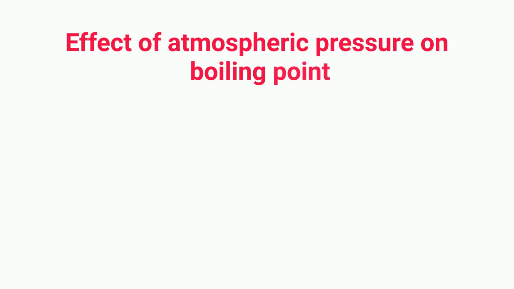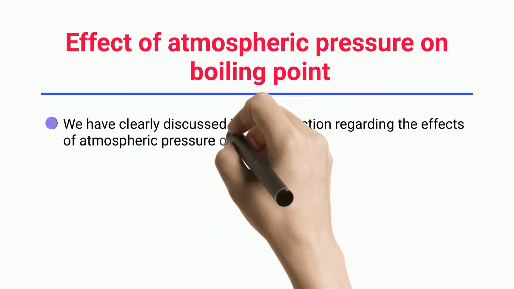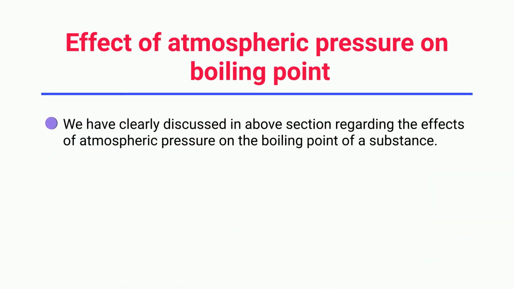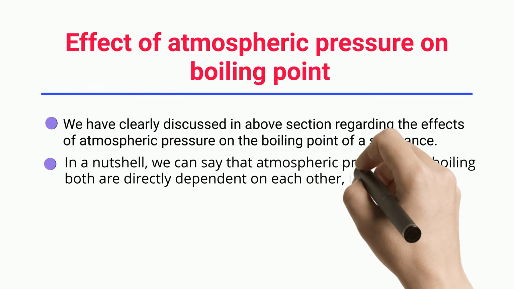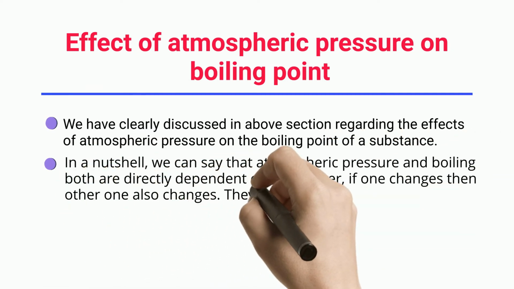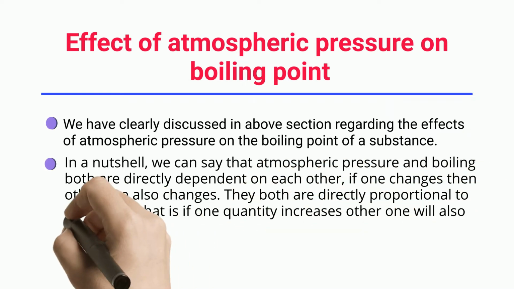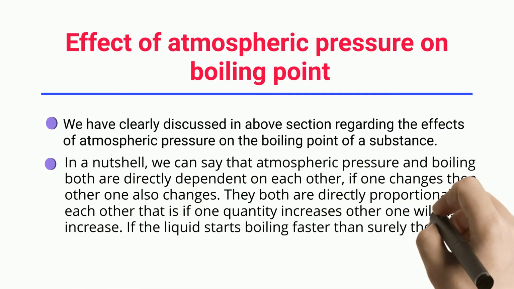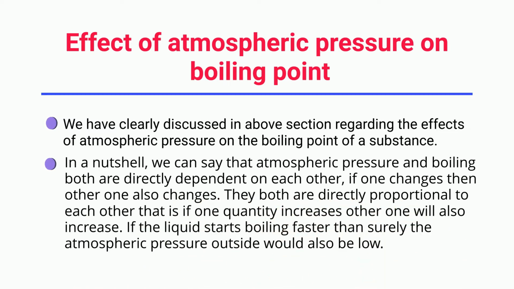Effect of atmospheric pressure on boiling point. We have clearly discussed in the above section the effects of atmospheric pressure on the boiling point of a substance. In a nutshell, we can say that atmospheric pressure and boiling point are directly dependent on each other. If one changes, then the other one also changes. They are directly proportional to each other, that is, if one quantity increases, the other one will also increase. If the liquid starts boiling faster, then surely the atmospheric pressure outside would also be low.